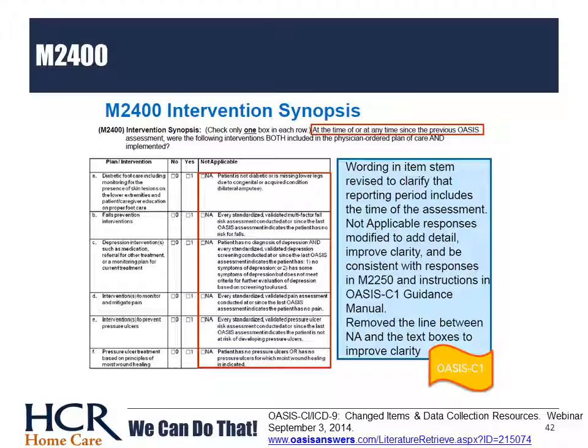For interventions for pressure ulcer prevention, we can choose NA if every standardized, validated pressure ulcer risk assessment conducted at or since the last OASIS assessment indicates the patient is not at risk for developing pressure ulcers. So again, that Braden tool must have been utilized and must indicate that there is no risk. And then lastly, for pressure ulcer treatment based on the principles of moist wound healing, we can choose NA if the patient has no pressure ulcers or has no pressure ulcers for which moist wound healing is indicated.